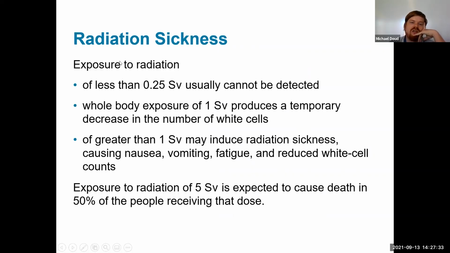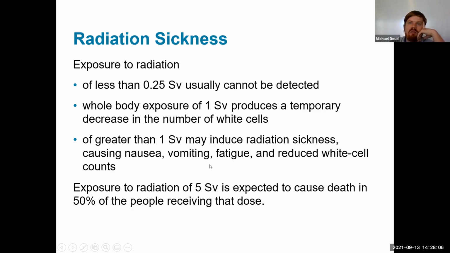Okay, here we go. If you're exposed to less than 0.25 sieverts, you wouldn't necessarily detect it. If your whole body gets 1 sievert, it really affects your immune system. It's going to temporarily decrease your number of white cells, which can decrease your immune response. If you get greater than 1 sievert, however, you're on the verge of radiation sickness, which includes nausea, vomiting, fatigue, and severely reduced immunity.